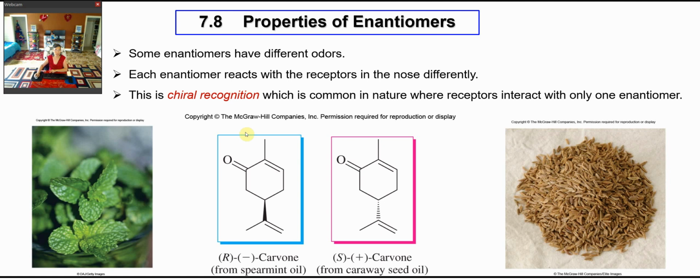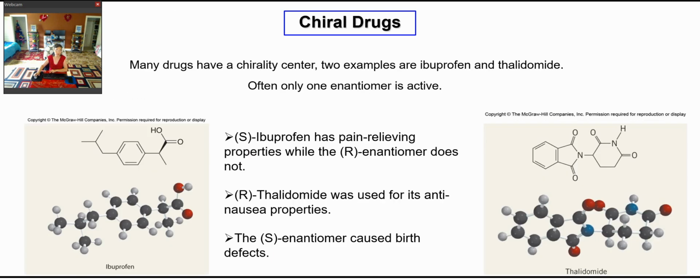optical properties. So each of the enantiomers will react with the receptors in the nose differently. So the chiral recognition, which commonly occurs in nature, has one isomer, one enantiomer, which particularly interacts with the receptor in the nose. And there are some drugs or medicines that also have a chiral center. So two examples are ibuprofen and thalidomide.